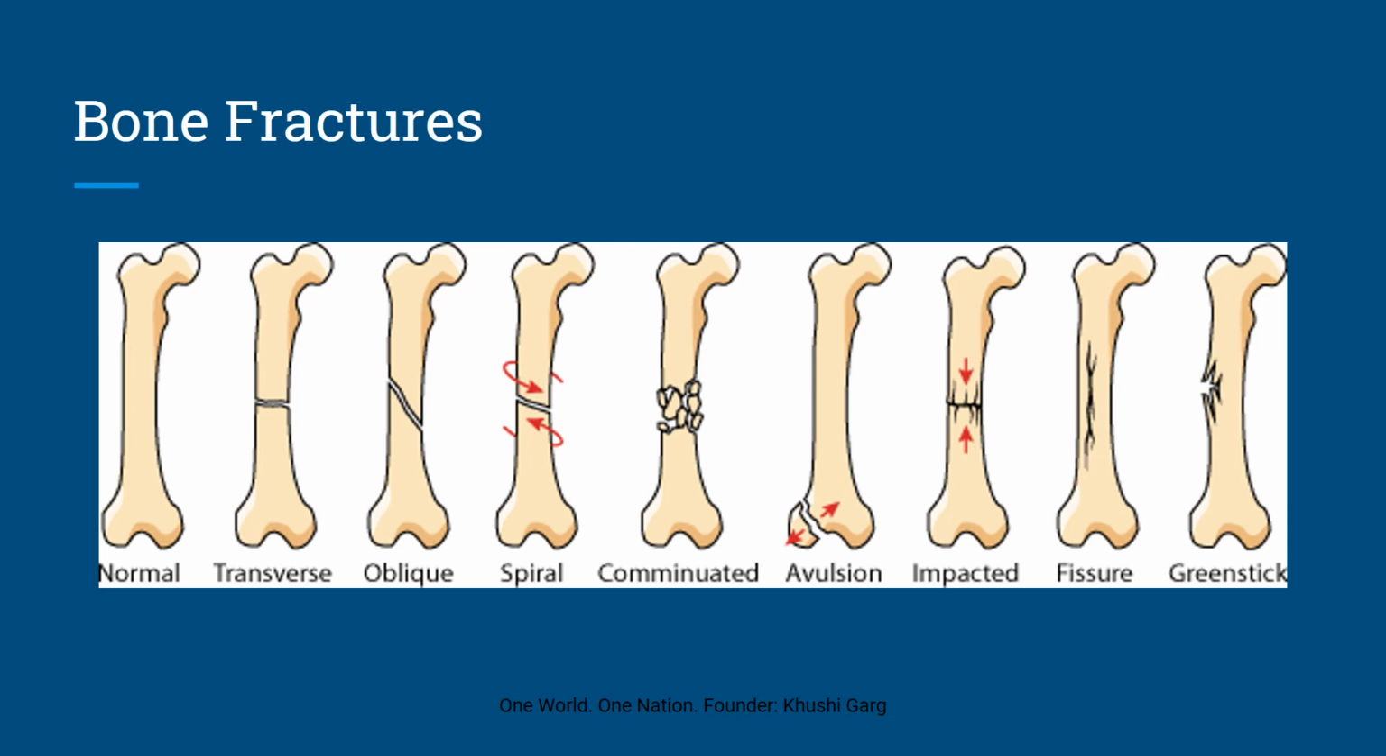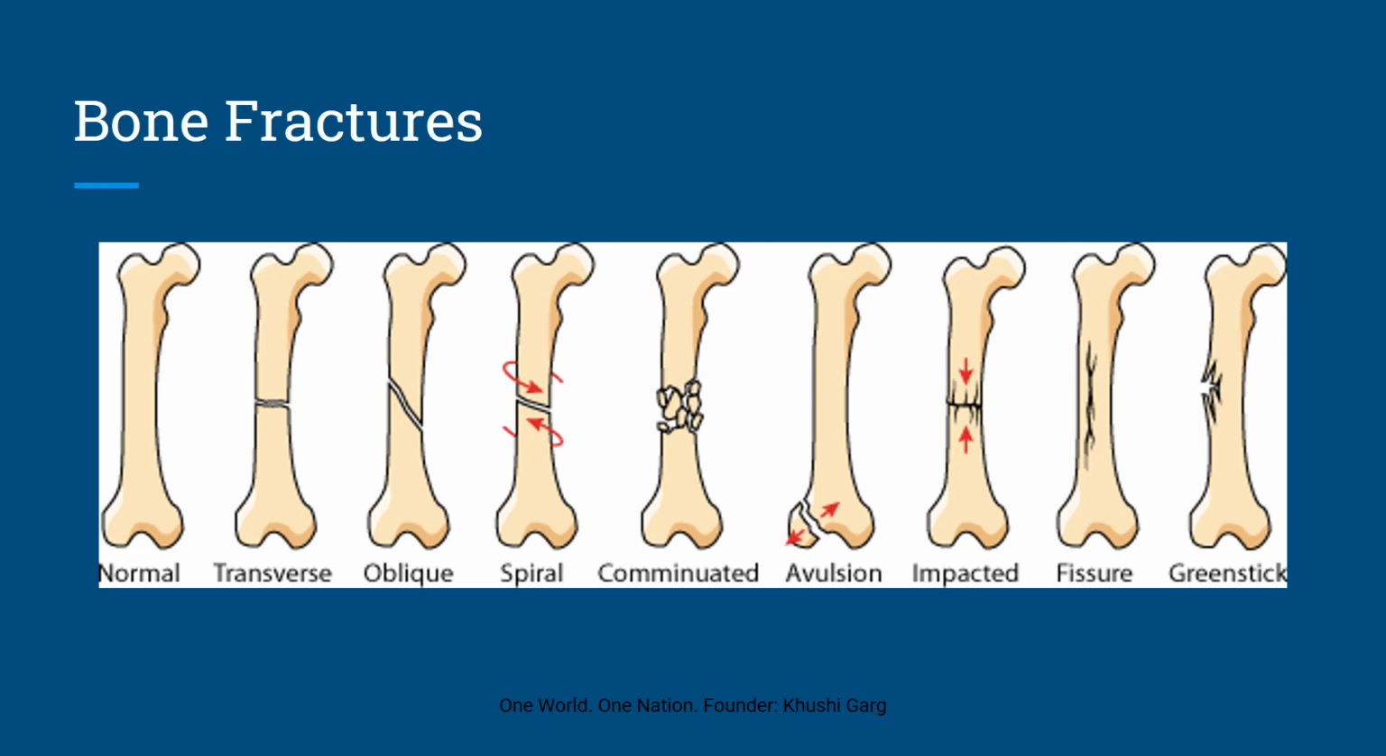Okay, so the next bone fracture is the avulsion bone fracture. This is basically when a chunk of your bone is broken off or separated from the rest of your bone. This is different from the previous bone fracture because it's just one part of your bone. It's not shattered, but one part of your bone just breaks away from the rest of your bone.